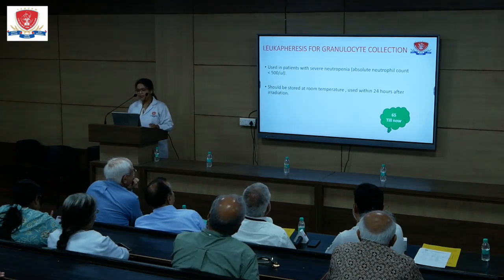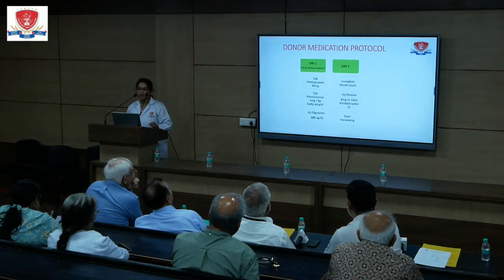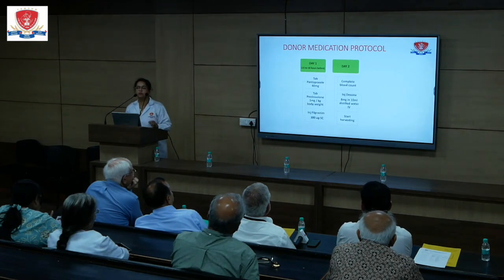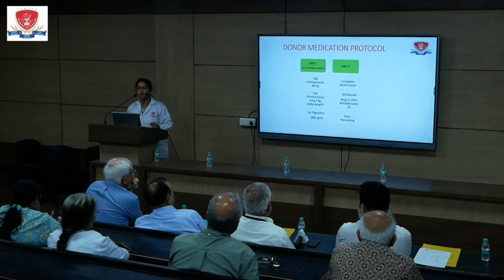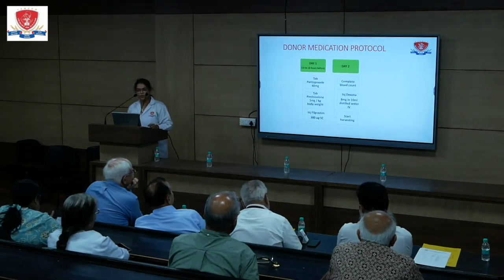Now, once the donor is selected, he has to undergo the pre-medication protocol. This is to mobilize the WBCs into the donor's circulation. So, the procedure starts 15 to 18 hours before the planned harvest. The donor is administered tab pantoprazole, tab prednisolone, which is given at 1 mg per kg body weight. And thereafter, he is given injection filgrastim, 300 micrograms subcutaneously.